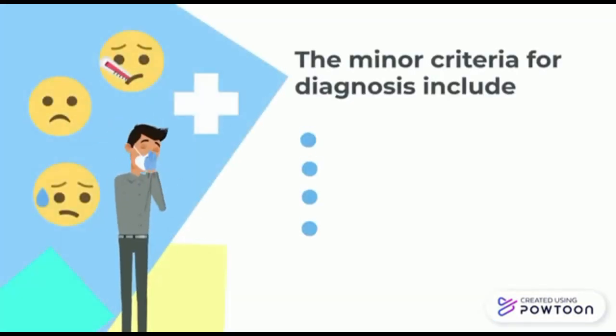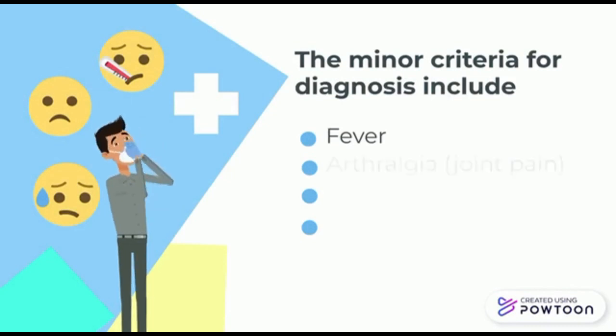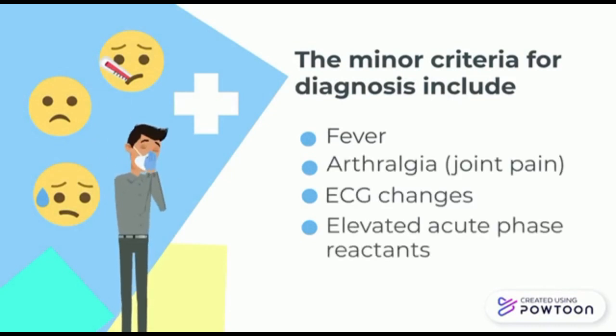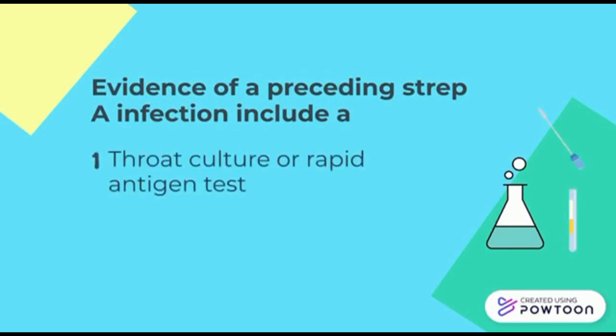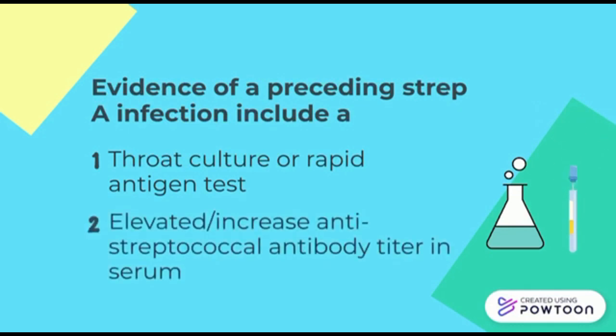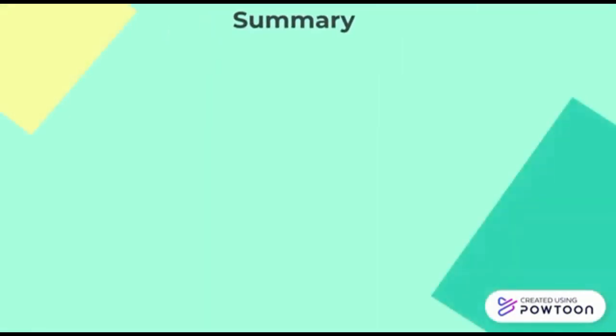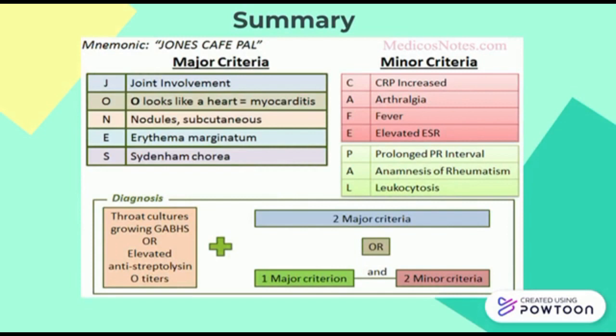The minor criteria for diagnosis include fever, arthralgia, ECG changes, and also elevated acute phase reactants. Evidence of a preceding strep A infection includes a throat culture or rapid antigen test, and also an increased anti-streptococcal antibody titer in serum. Now, just to summarize, I've included a mnemonic for the criteria, and the main concept is that we need two major or one major and two minor criteria plus lab evidence of a strep infection to make the diagnosis of ARF.